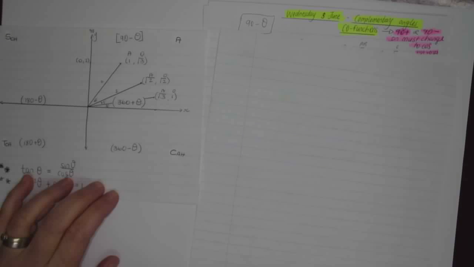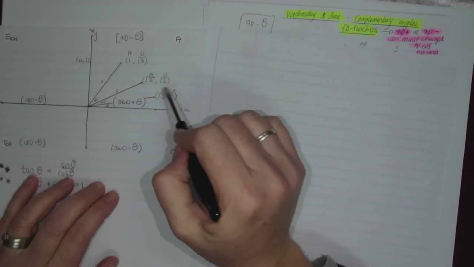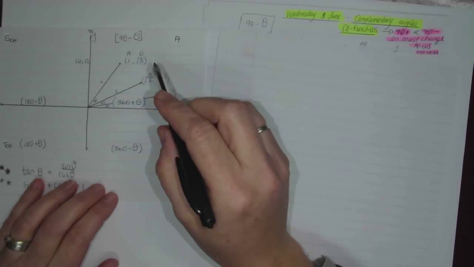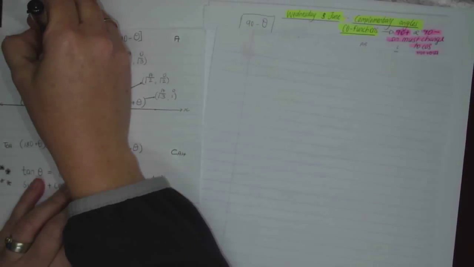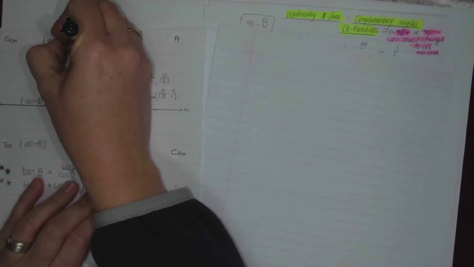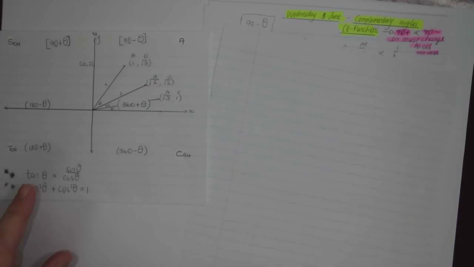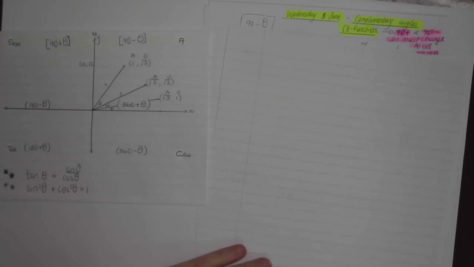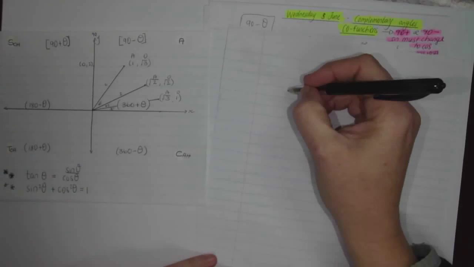What do I know about everything in my first quadrant? They will all be positive. That means that when I have to do 90 plus theta, where am I going to move into? I'm going to move into my second quadrant. So, what is the purpose of a cofunction?